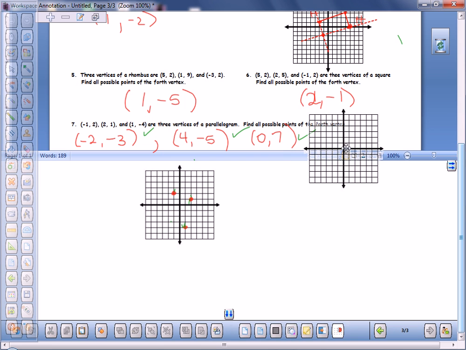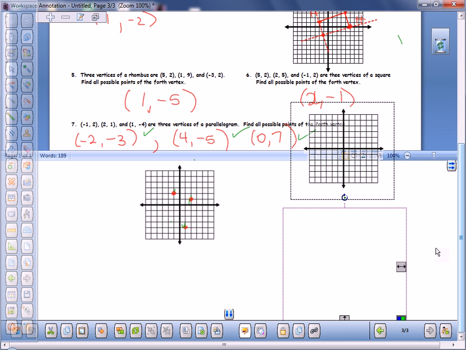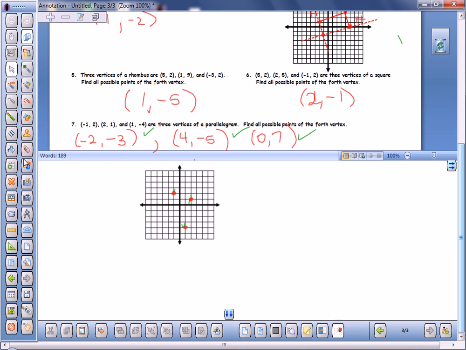Y'all see how I'm trying to drop it right there? That's funky. Doesn't want to. Funky, bro. Let's start it. Yeah. There.